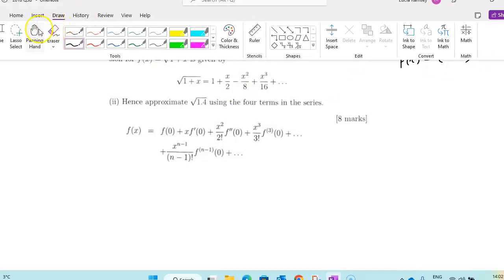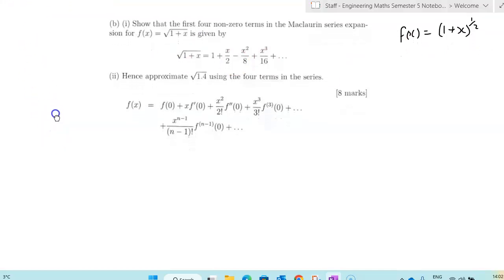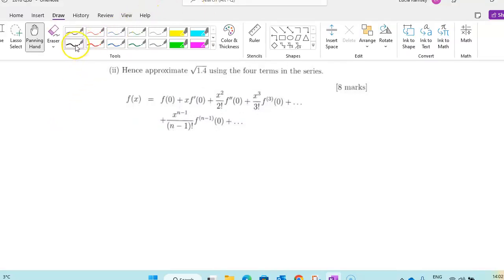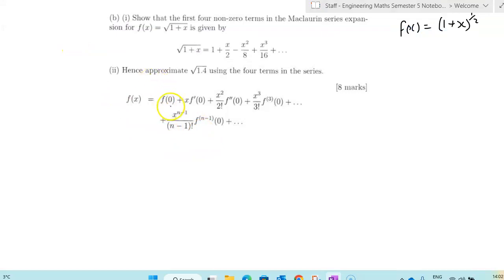Now, there's a few other things worth noting. The formula for Maclaurin series is f of 0 plus x f dashed 0. This dashed here means that you're going to have to differentiate f of x once. Plus x squared over 2 factorial times f double dash 0, which means it's the second derivative. Plus x cubed over 3 factorial times f of 3 of 0, which means the third derivative.